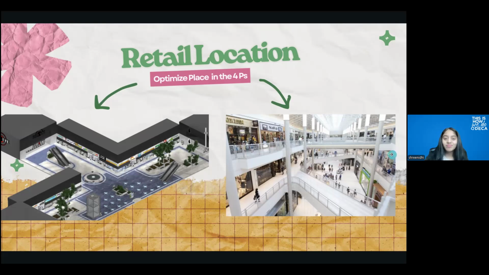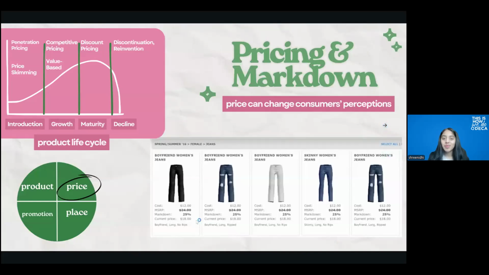Now, the last aspect that I want to talk about is pricing and markdown. Now, price is a very important aspect of the four Ps of marketing because it can change consumers' perceptions about your product. And how do I price my product though? Well, you can look at the product lifecycle for some suggestions on how to price your product effectively.